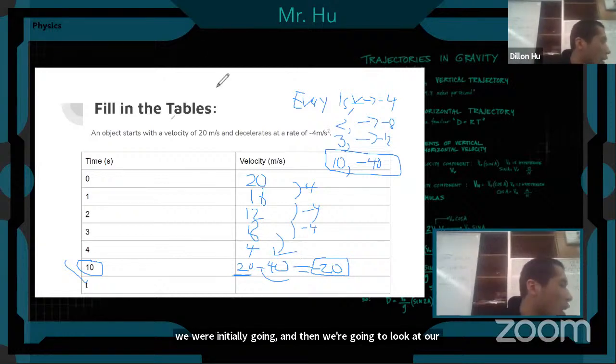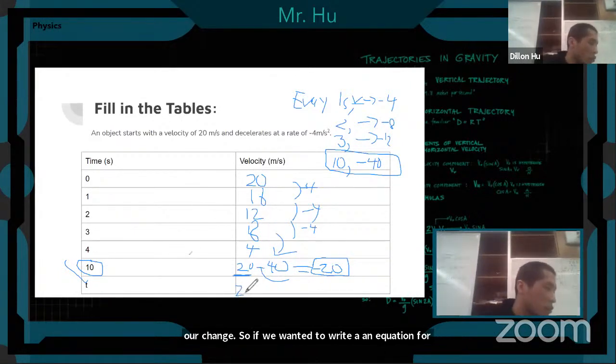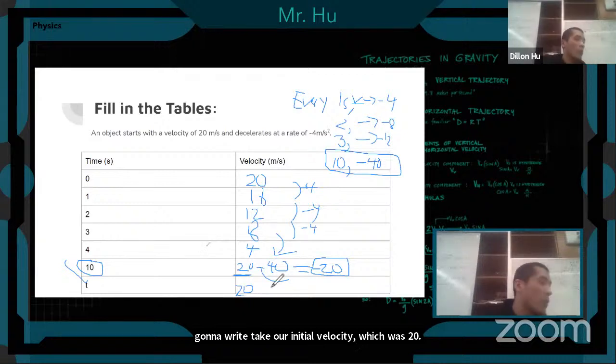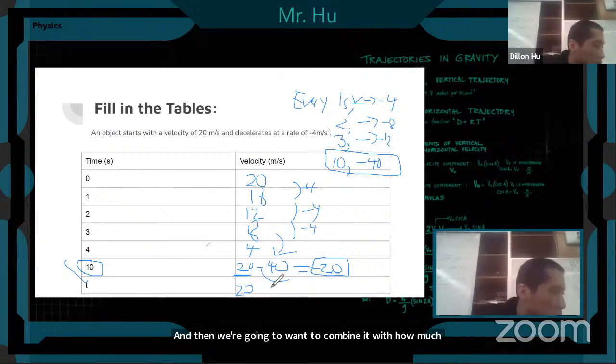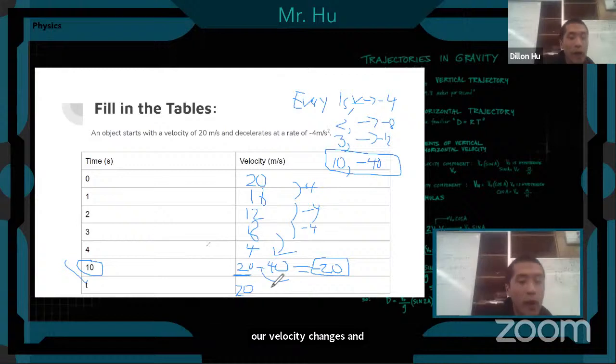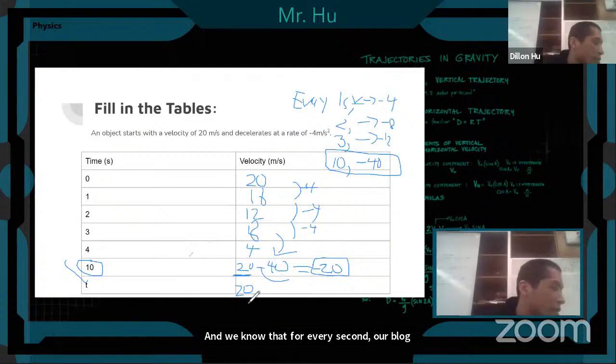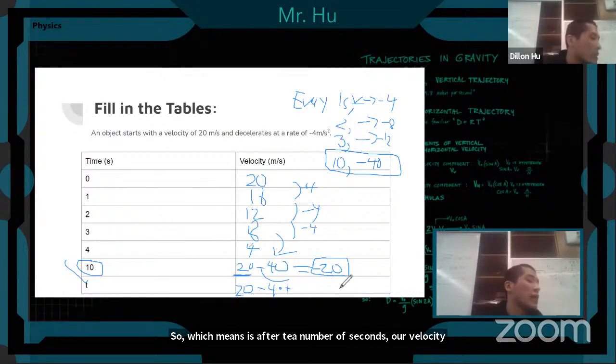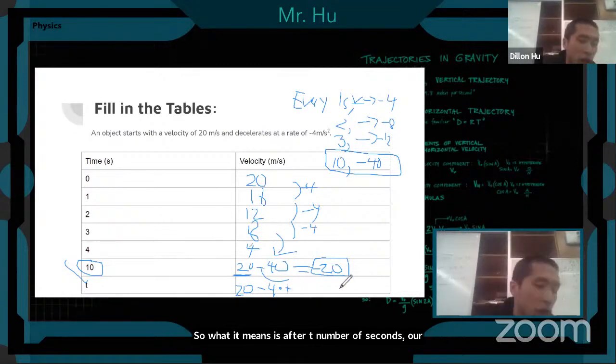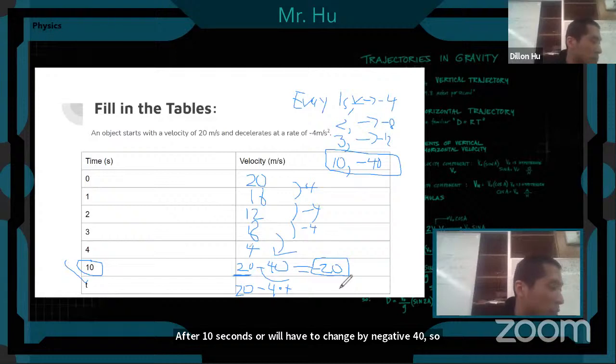So if we wanted to write an equation for our velocity, what we're going to want to do is take our initial velocity, which is 20, and combine it with how much our velocity changes. And we know that for every second, our velocity changes by -4. So after t number of seconds, our velocity should change by -4t. After 2 seconds, our velocity changed by -8. After 10 seconds, our velocity changed by -40. So after t seconds, it changes by -4t.